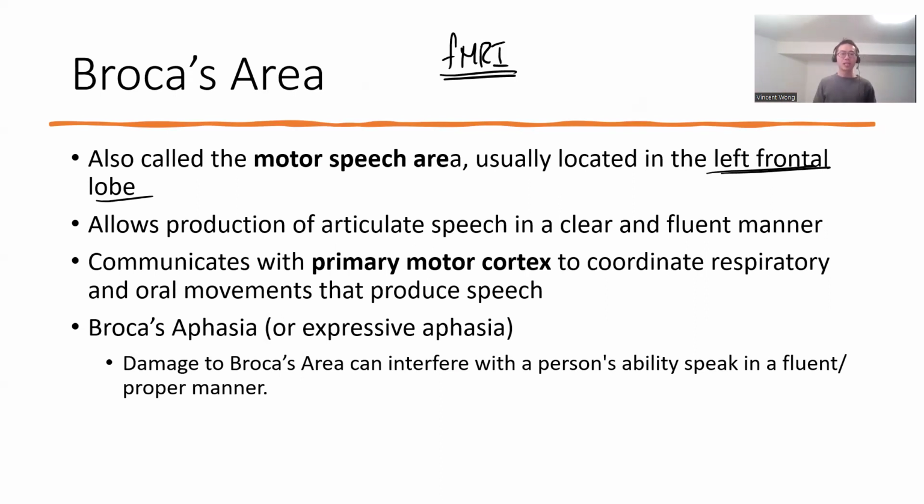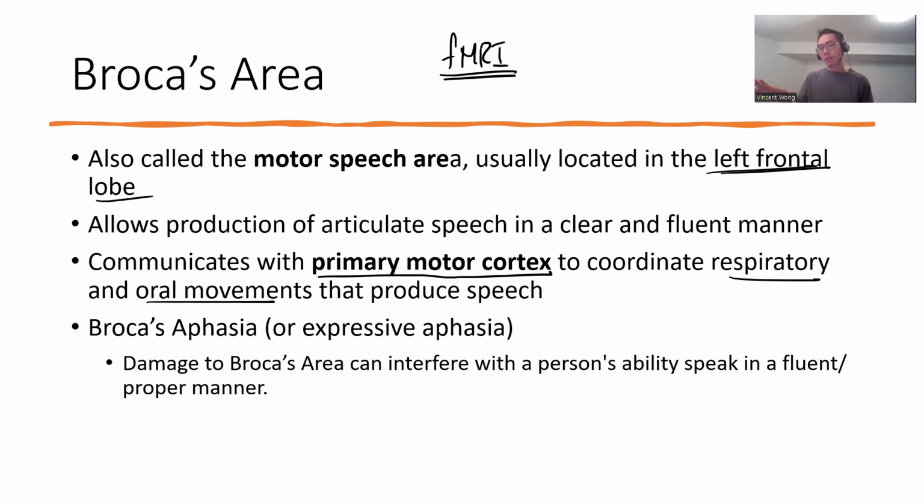So anyway, back to this Broca's area. This is where you are able to produce articulate speech in a clear and fluent manner. I'm talking about your native language, right? It's not like you try to speak a second language and you're not familiar with the syntax, and that's why it's not clear or fluent. I'm talking about your mother tongue. So that requires Broca's area, and it communicates with the primary motor cortex and coordinates with the respiratory and oral movements that produce speech.